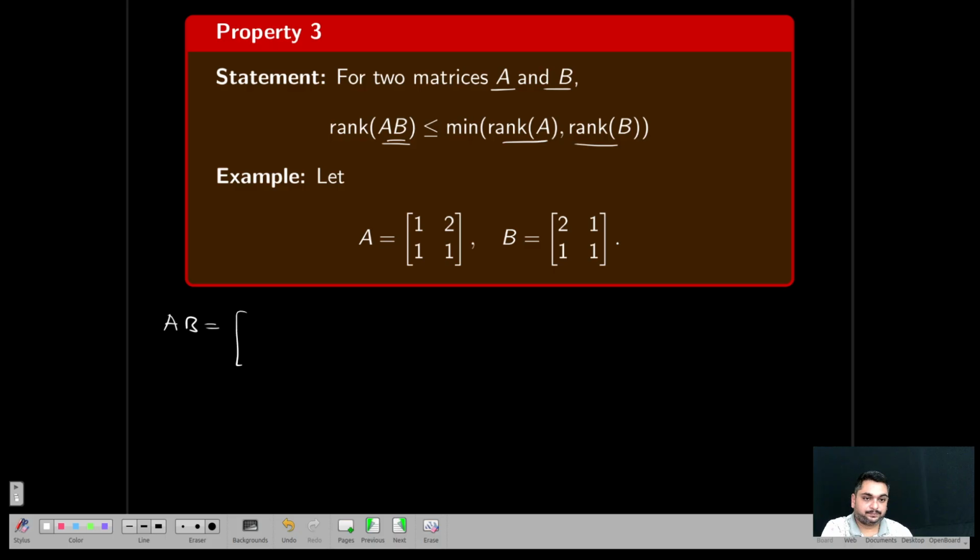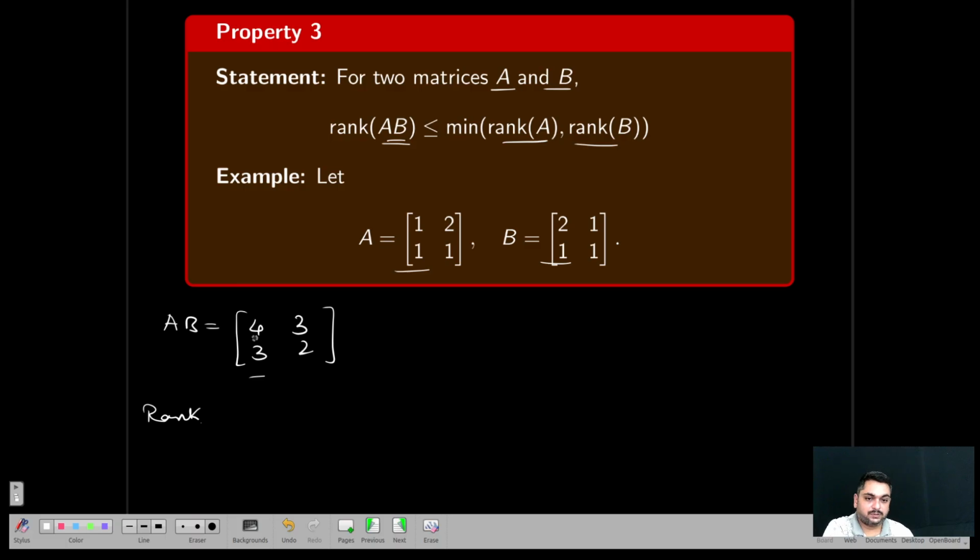AB will be 1 into 2 plus 2 into 1, that is 4. Then 1 into 1 plus 2 into 1, that is 3. Then 1, 2 plus 1, 3. Then 1, 1, 2. This is AB. AB is already given. So let us find the rank of AB for this matrix. What is the rank of this matrix?